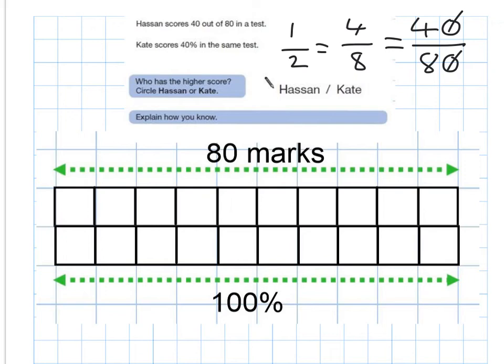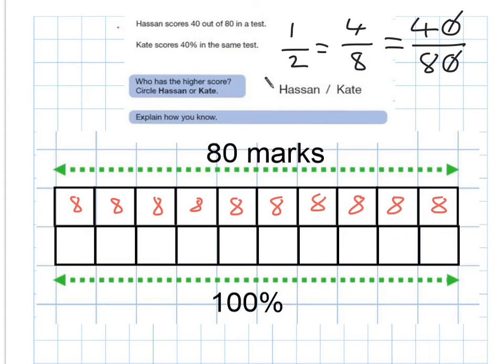If you need to use the bar model though, or you want to use it just to check, then I've drawn it out underneath. I've divided it into 10 pieces because I know that 80 is obviously a multiple of 10, and I know that 100% is a multiple of 10 as well. So I've split it into 8 pieces. Now Hassan at the top, he got 40 out of 80. So my 80 marks have been divided into 10 pieces, which means that each block that I've drawn is worth 8 marks, because 80 divided by 10 is 8. So I've got an 8 in each block.